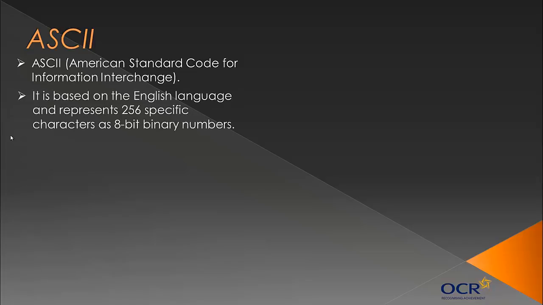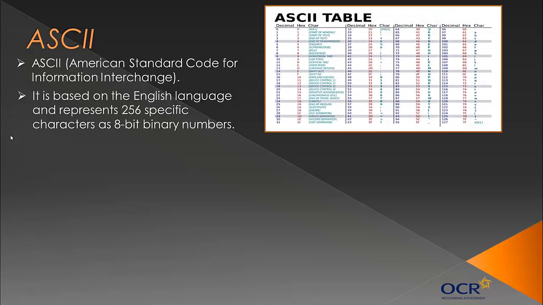They're not that mean. So it's based on the English language, and ASCII represents 256 specific characters as 8-bit binary numbers. So this is an ASCII table. It's a bit small, and you don't need to learn it. For every character, it's got the hex equivalent here, and then this will be translated to binary.